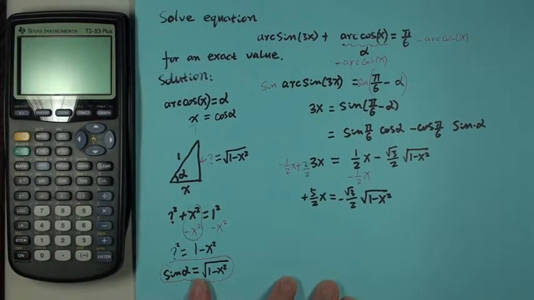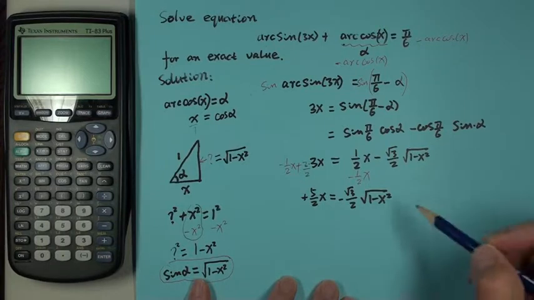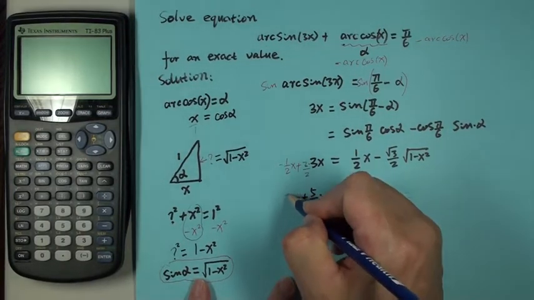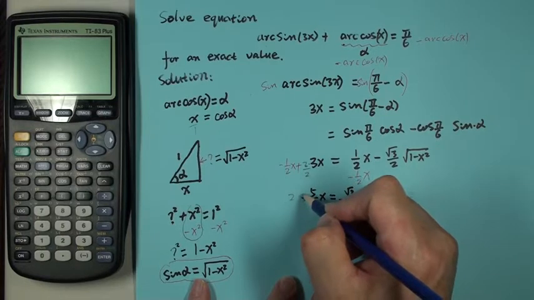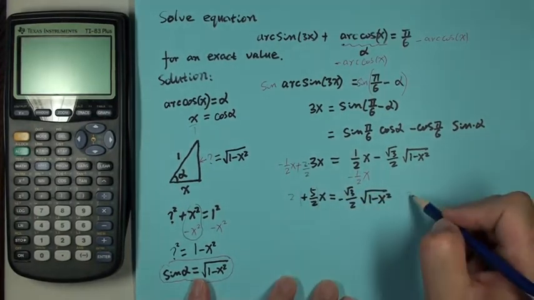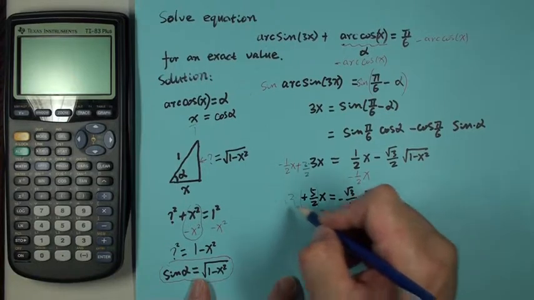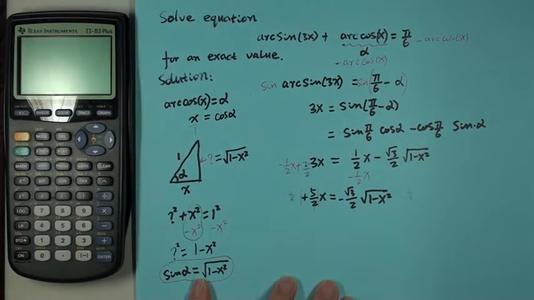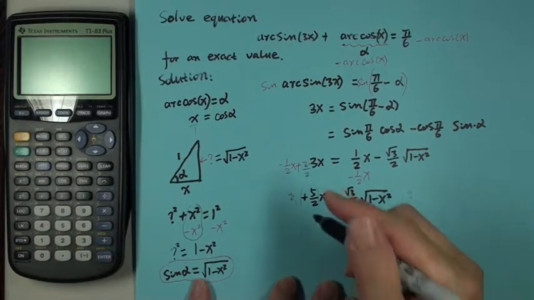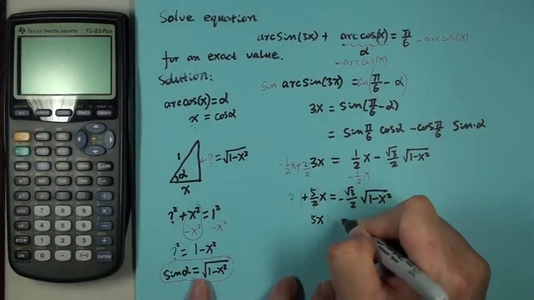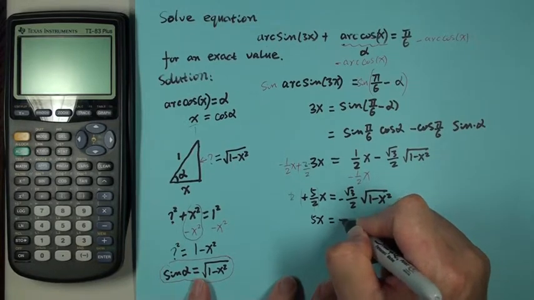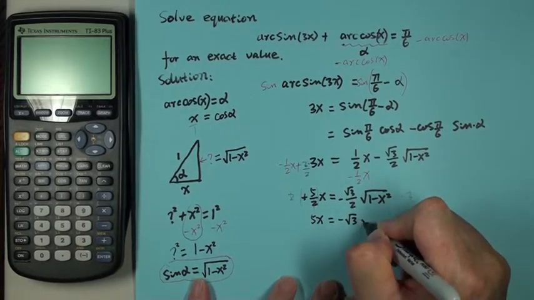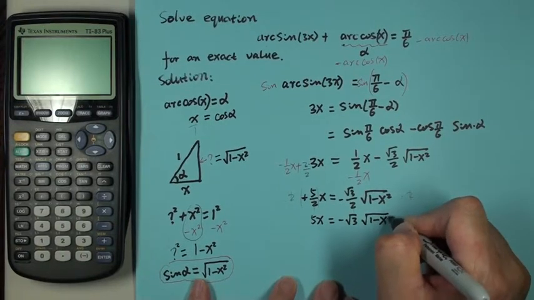Now what you can do is both sides choose squared. Before you choose squared, you may do times 2 first. If you times 2, these 2 cancel these 2. So then what you have will be 5x equals negative radical 3 radical 1 minus x squared.